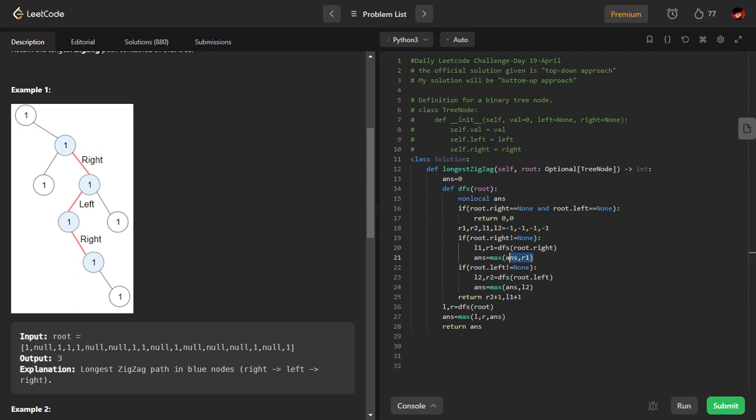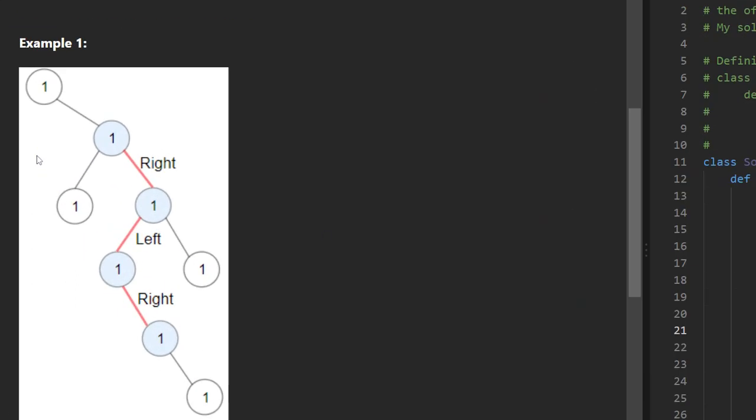That's why I will just decide to see if it is greater than my current answer. If it is greater than my current answer, I will update my answer. Okay, R1 I cannot carry forward because it has to be zigzag, right?